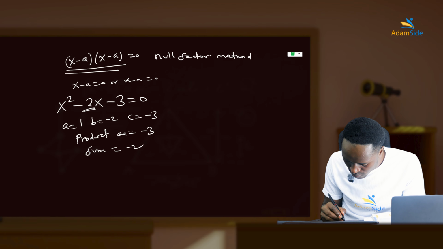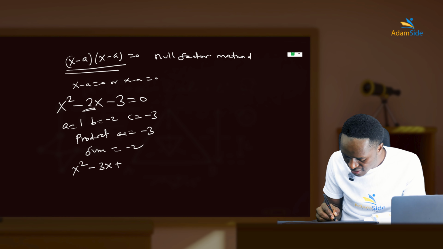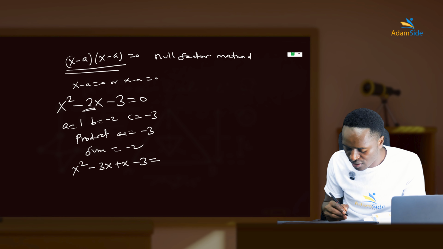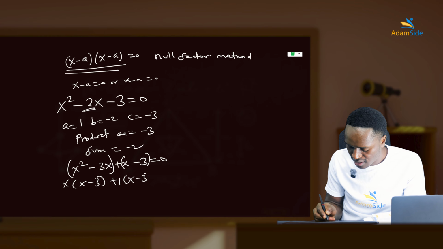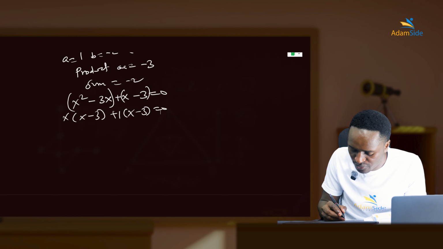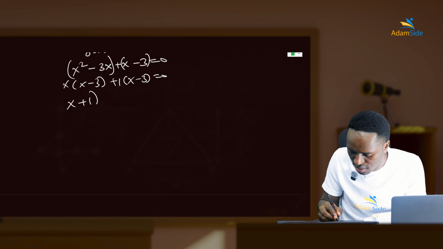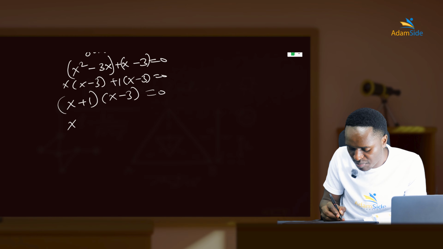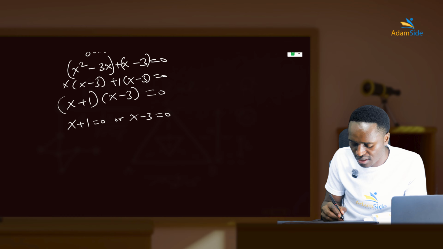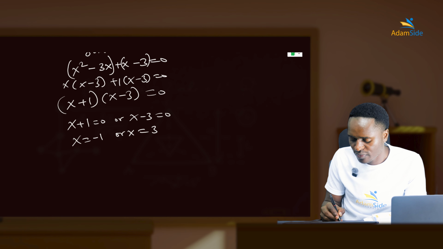So the answer will be x squared minus 3x plus x minus 3 is equal to 0. And then put brackets. So you say x into x minus 3 plus 1 into x minus 3 is equal to 0. Then you end up getting x plus 1 times x minus 3 is equal to 0. Then use the null factor: x plus 1 is equal to 0, or x minus 3 is equal to 0. Therefore x is equal to negative 1, or x is equal to 3. These are the solutions.